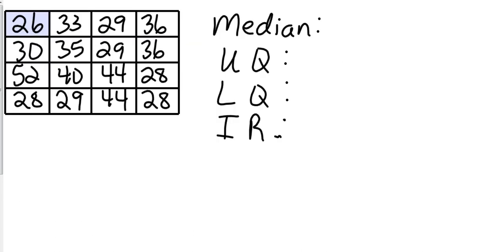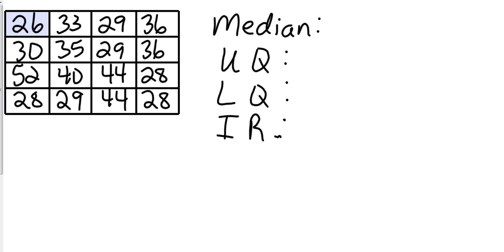Okay, second example, we're going 16 pieces of information. We're going median, upper quartile, lower quartile, and interquartile range. Okay, so we're not going to have to find the mean, so no adding up and dividing by 16. All right, we're not going to have to find the mode. We're just looking for these things. And then I'm going to take this information and put it on a box and whisker plot on the next page.